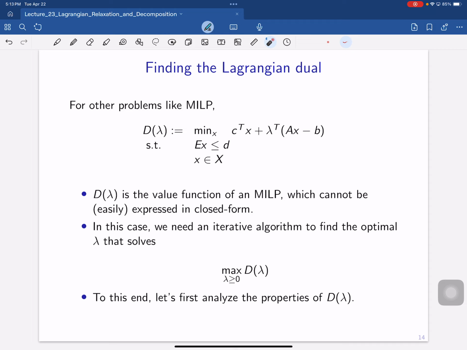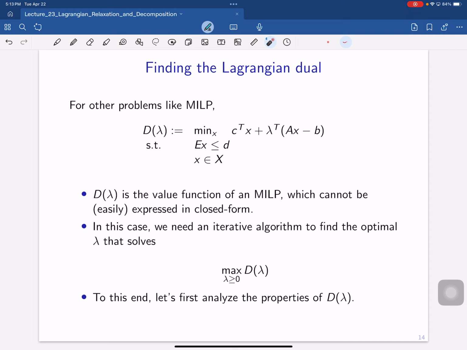Now, the idea is we will need something like an iterative algorithm to find the optimal solution for the maximization problem over d(lambda). We will talk about two methods to solve this maximization problem. One method is very closely related to gradient descent or gradient ascent. The other method is a model-based method called the cutting plane method.